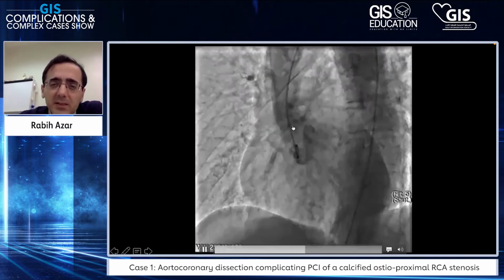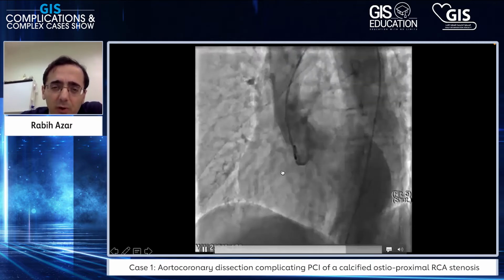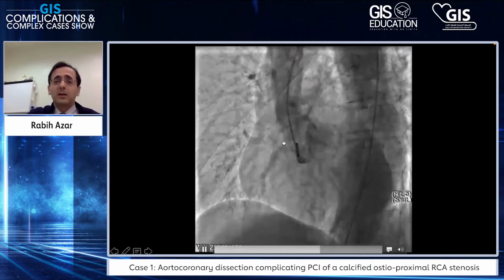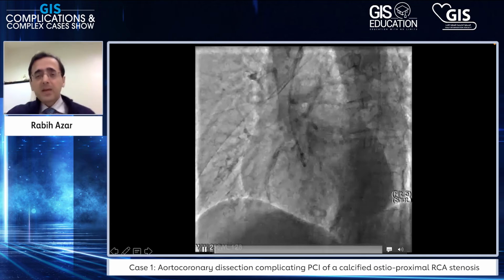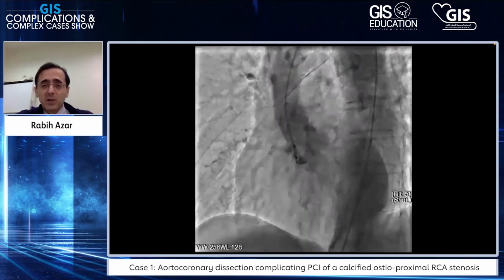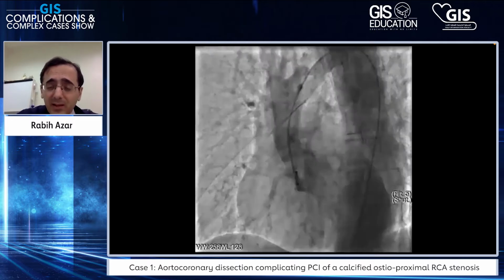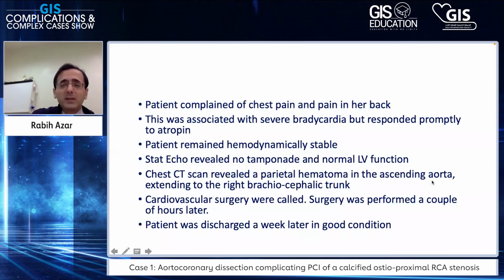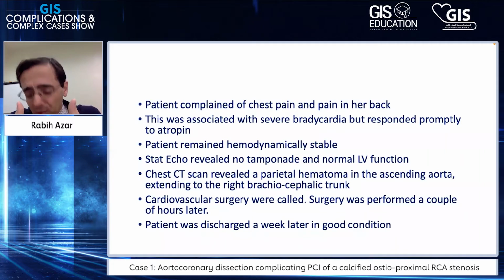And as you can see here, there is no more stain in the aortic wall. We guess here the presence of a hematoma, but it looks okay, at least angiographically, and the patient was doing well. She was pain-free, she was hemodynamically stable, and she was happy. So in order to make sure that we didn't have tamponade, we did a stat echocardiogram, which revealed no tamponade and revealed a normal LV function. So it's a nightmare. It's a nightmare that we were able to deal with and to stabilize.